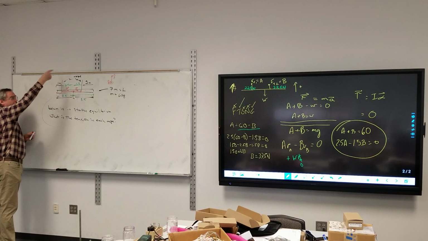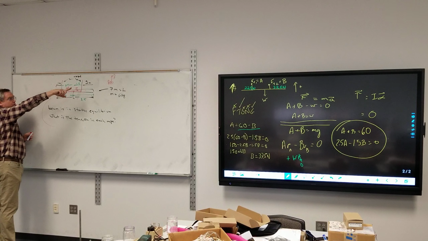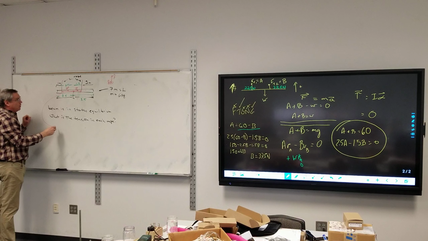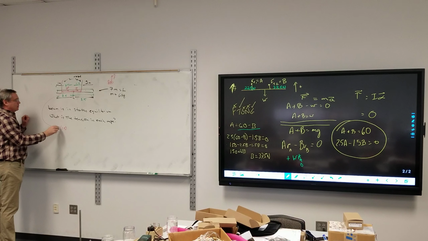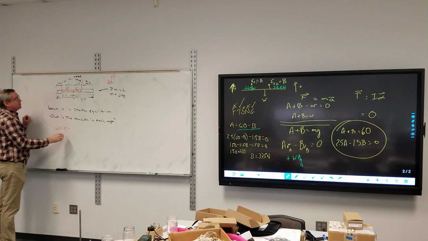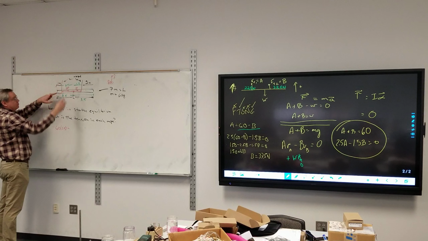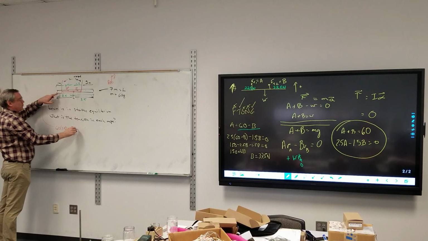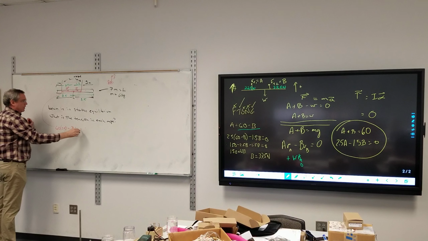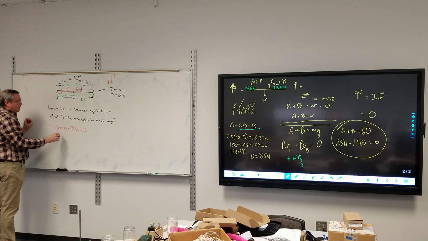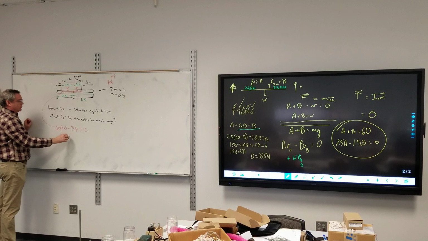So if this is the axis of rotation, then I have, let's see, the weight is trying to rotate it clockwise, which we've decided is a positive torque. So I have weight times 2.5. Let's go ahead and do 60 times 2.5 minus B times 4, because that's the distance from here to here, equals 0. So I get 150 is equal to 4B. B is 37.5.